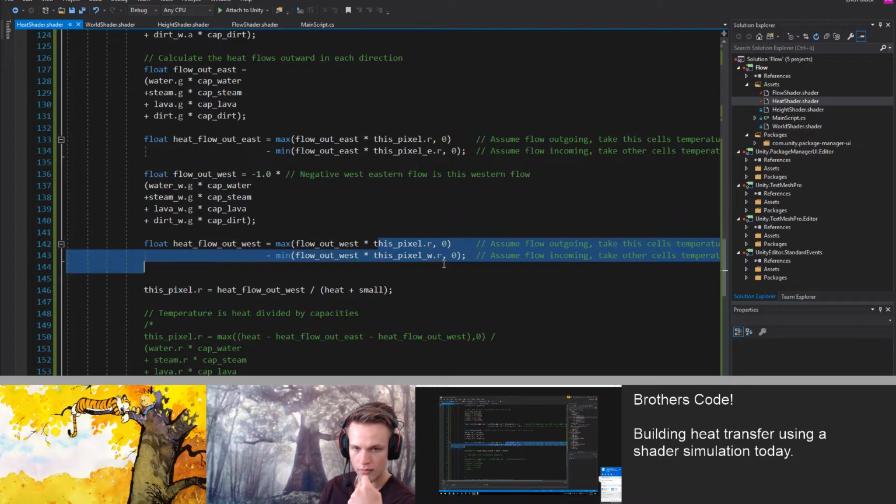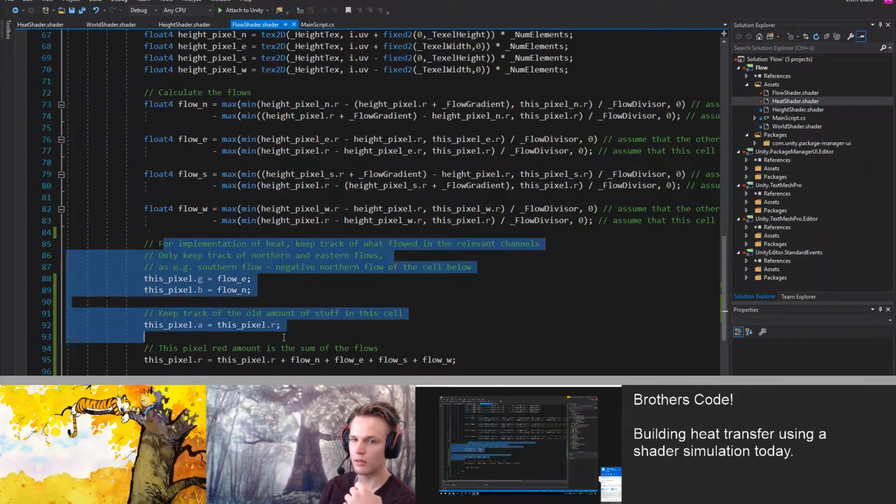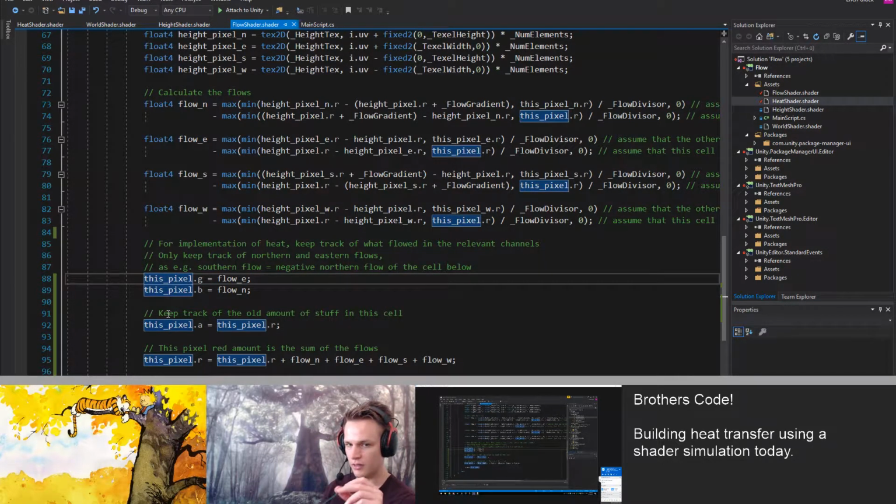Wait, but then this is... Is heat ever negative? Heat's never negative. It can't be negative. The lowest temperature is absolute zero, which is zero heat divided by some material. Okay, so how sure are you? Not sure about this. I don't know that the flow is not taking more from a cell than the cell has?